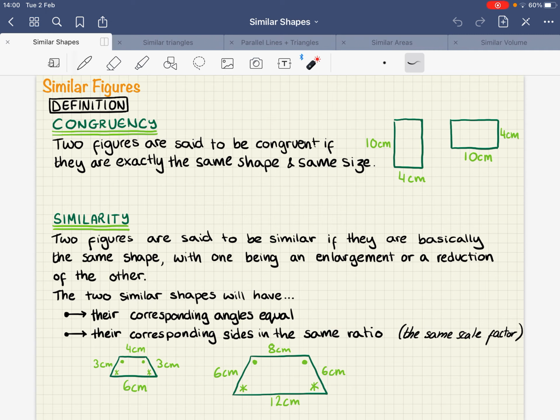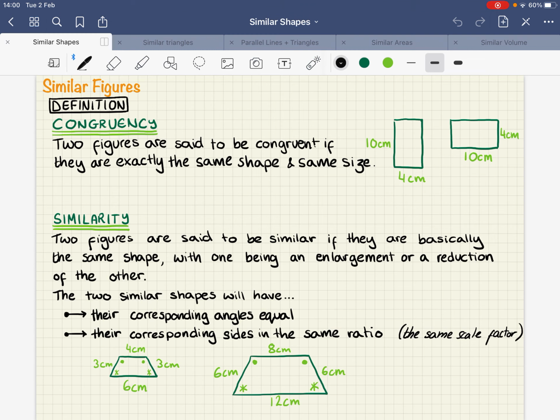Similarity is what we're going to be dealing with, and that is when two figures are said to be similar if they are basically the same shape, with one being an enlargement or a reduction of the other. Two similar shapes will have their corresponding angles equal. So we can see here at the bottom, because this is a trapezium, these two angles down here are the same. And in turn, in this enlarged form, it is also going to be identical. And same with the top up here. Those two are the same, and these two up here are also the same. And it must also have their corresponding sides in the same ratio for them to have the same scale factor.